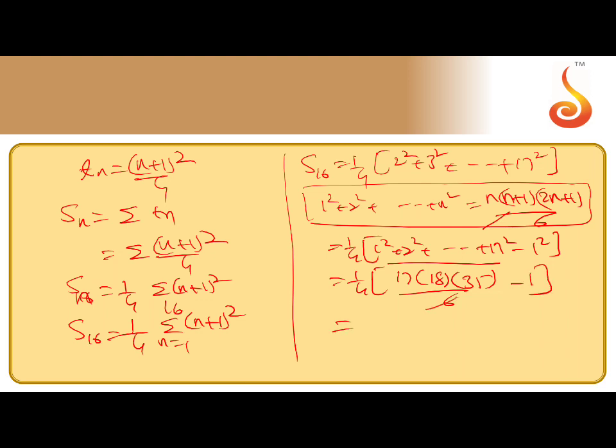So after simplification, 6 and 6 cancel. 1 by 4 into 17 into 3, 51 into 35 minus 1. So 1 by 4 into, after simplification, we will get 1784. You can solve it yourself, so I am doing the direct step. 4 times 4 is 16, left out is 18, again 6. 446 is the answer for this case.